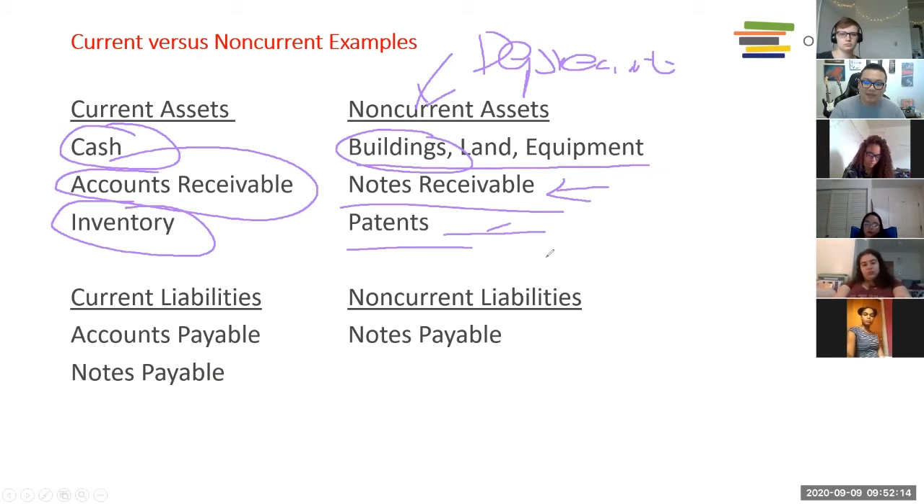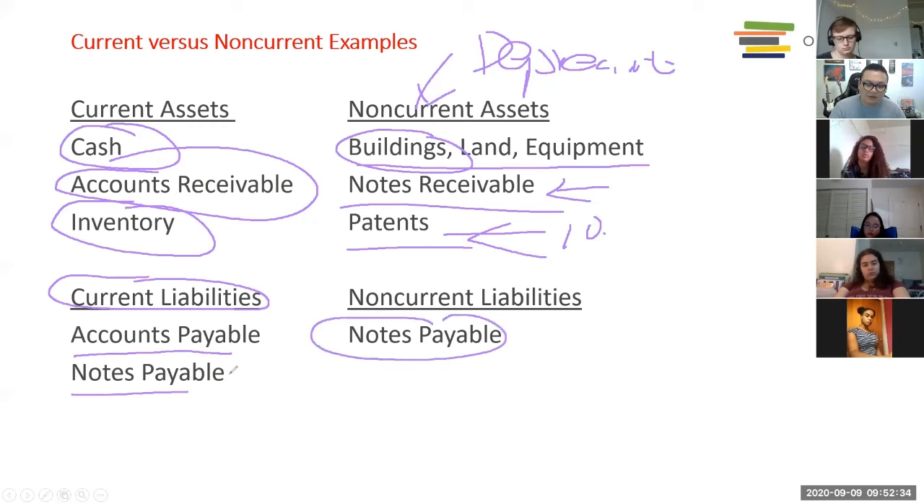And the patent is what we call a long-term intangible asset. The patent normally lasts like 10 years or 15 years, depending on the registered date. The current liability is the things you need to pay within 1 year, like accounts payable and note payable. And non-current liability is also note payable, so we have long-term note payable and short-term note payable. For example, for a treasury bill or government bill, you buy a note from the government, and it may take like 10 years. Normally, on the 10-year date you get your payment back.